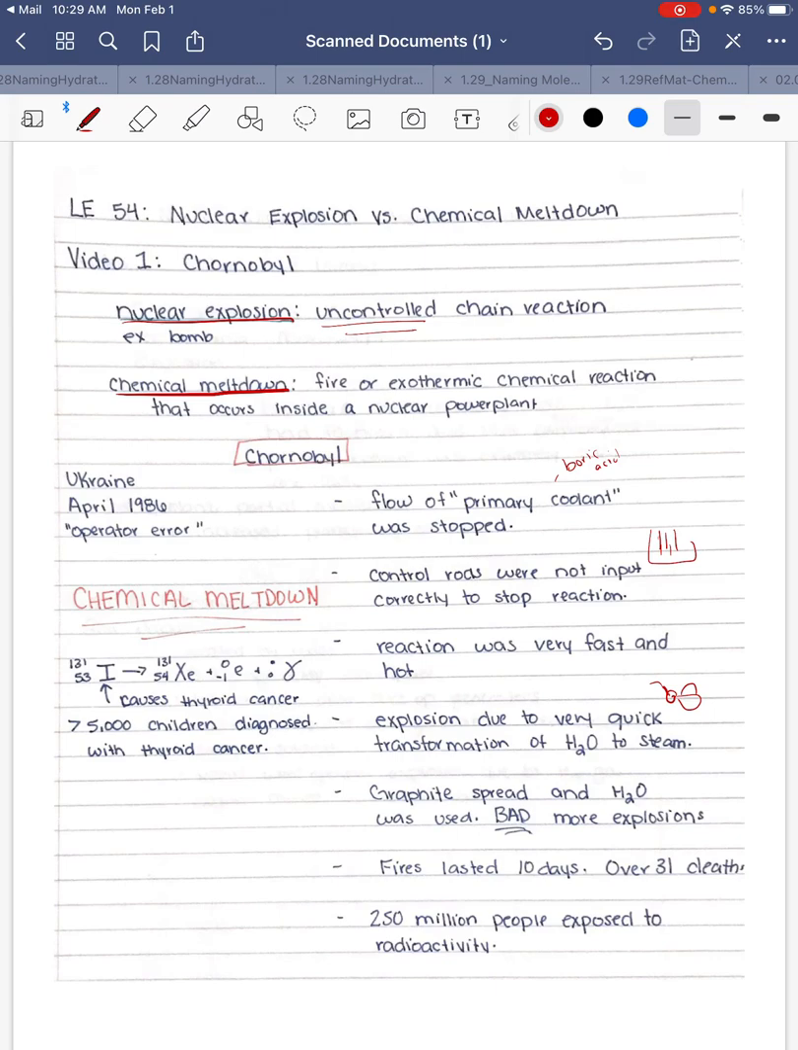This was a chemical meltdown. Again, there was an exothermic reaction, which was due to them not having the primary coolant or boric acid in there. It was not done purposely, like, hey, we want this really uncontrolled reaction. It was unfortunately human error.